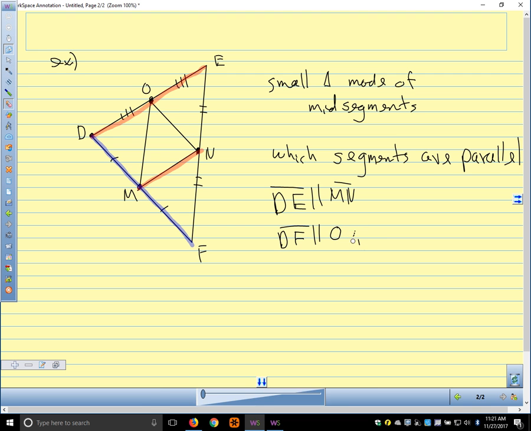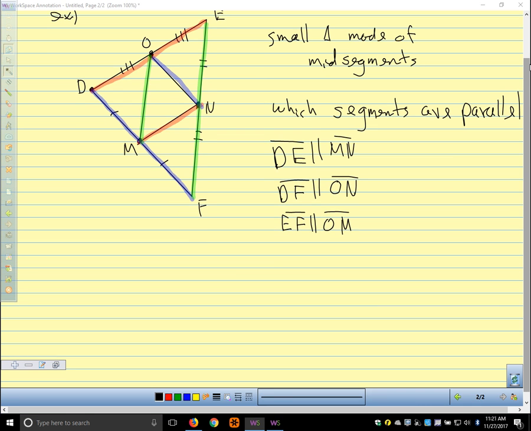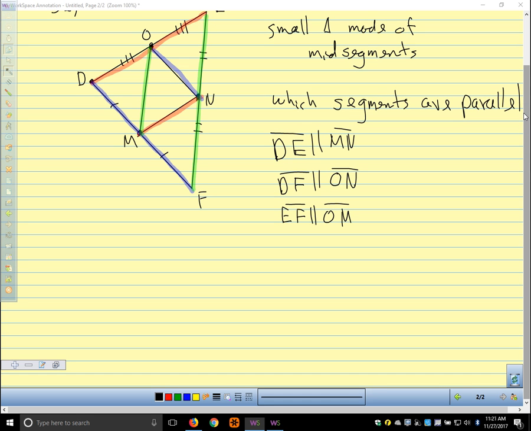Visually, it's pretty easy to see. So those two are parallel. And that finally just leaves us EF and OM. So those segments will be parallel. And we could do pieces also. We could say MO is parallel to EN. That would be fine as well. So the mid-segment of a triangle is parallel to the opposite side, or the third side. A mid-segment joins two sides. It's parallel to the third side. All right, questions there?